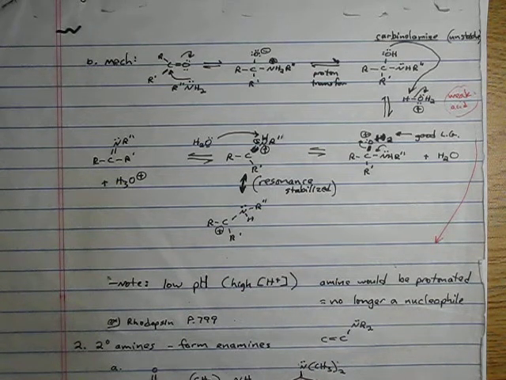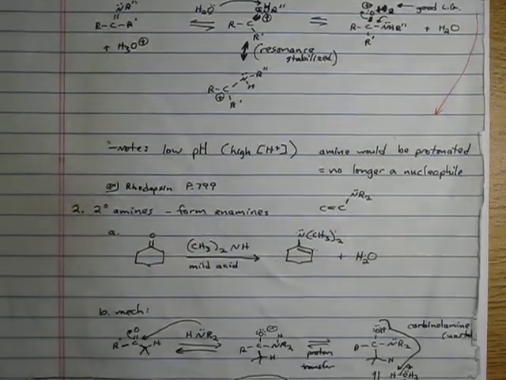Okay. Now, this is only going to work to make these imines if you have a primary amine. You have a nitrogen with 2 hydrogens on it and 1 R group on it, because you need to lose those 2 hydrogens on that primary amine as water to drive this reaction forward. But what if you have a secondary amine?